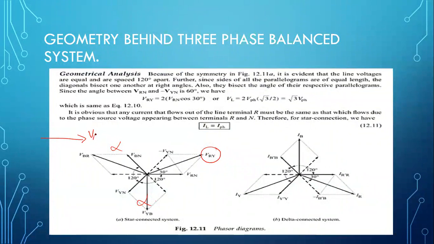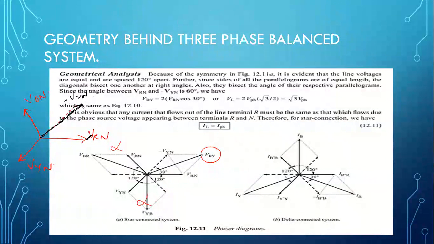Suppose this is your VRN, this is your VYN, and this is your VBN. They are 120 degree apart from each other. So what I am doing, I am taking this VYN on this side, using black. I'm taking this in this direction. So this is my minus V of YN. This is this direction.